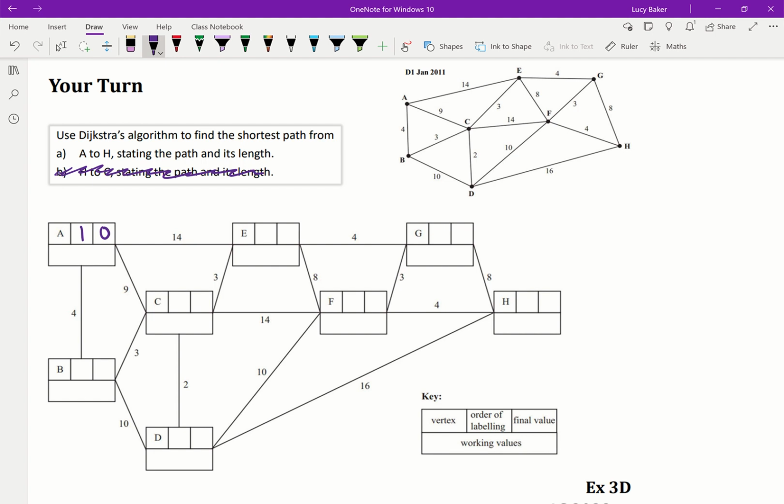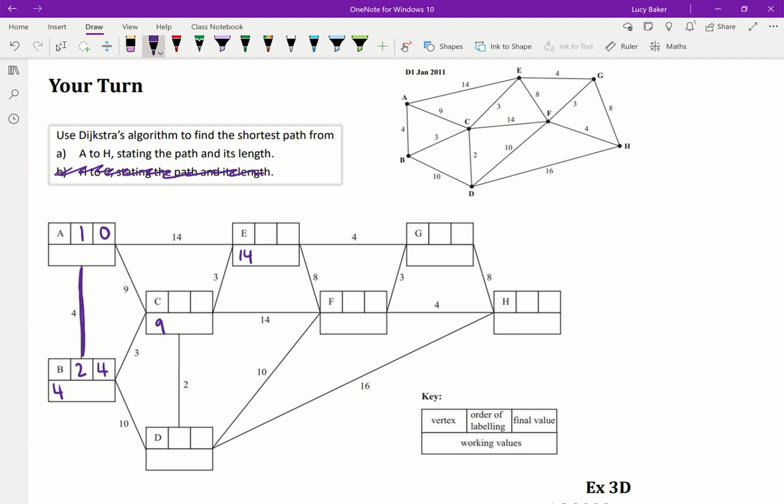And then we're just going through that process again, looking at where I can go and writing in the workings box how long it takes to get there. So I can go to B in 4, C in 9 and E in 14. The shortest of all of those is to go to B, so that's going to be number 2, and I can get there in a distance of 4. That would be travelling along this arc over here.